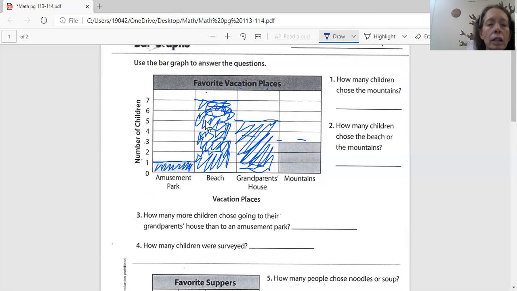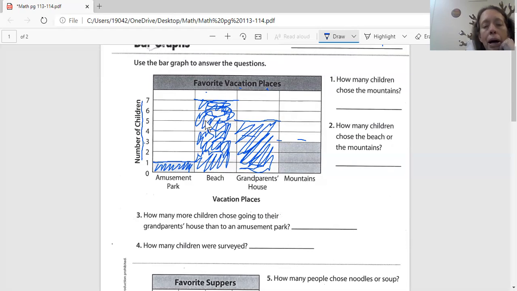Right here, it says number of children. Okay, and we have 0, 1, 2, 3, 4, 5, 6, 7. Do I have 9 children on this graph anywhere? No. I'm just looking at the ones I have here, but this title on the side tells me what information I have right here. Okay?